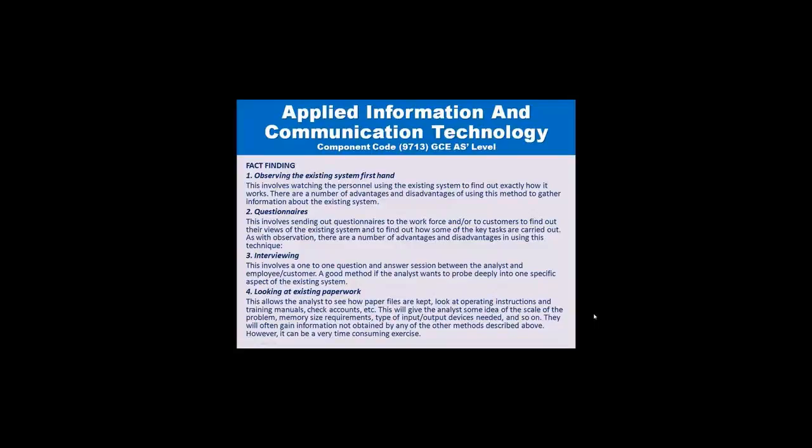This allows the analyst to see how paper files are kept, look at operating instructions and training manuals, check accounts, etc. This will give the analyst some idea of the scale of the problem, memory size, requirements, type of input-output devices needed, and so on. They will often gain information not obtained by any of the other methods described above. However, it can be a very time-consuming exercise. So I think this should be kept in mind while doing the analysis.